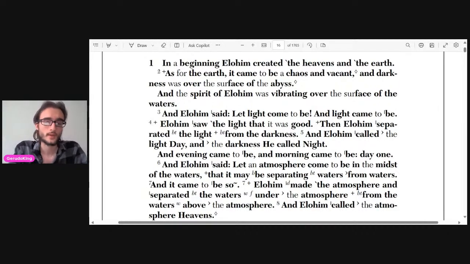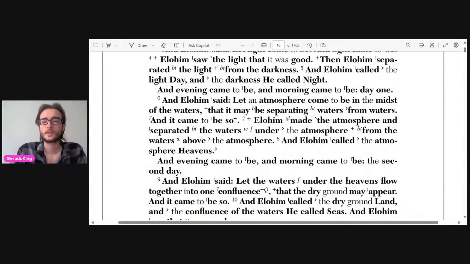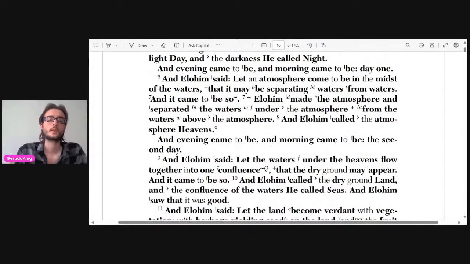Elohim saw the light, that it was good. Then Elohim separated the light from the darkness. And Elohim called the light day, and the darkness he called night. And at evening came to be, and morning came to be, day 1. And Elohim said, "Let an atmosphere come to be in the midst of the waters, that it may be separating waters from waters." And it came to be so.